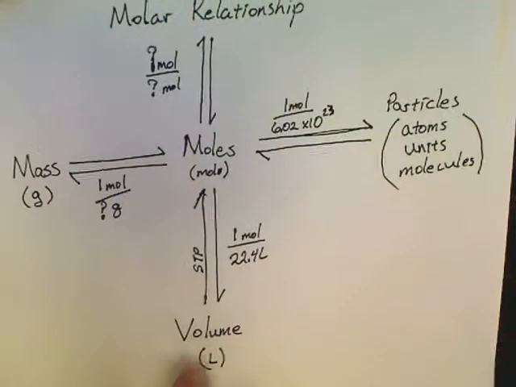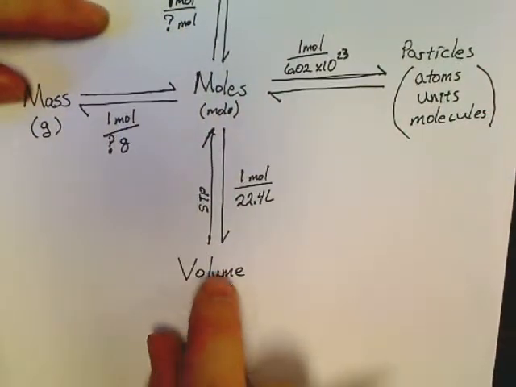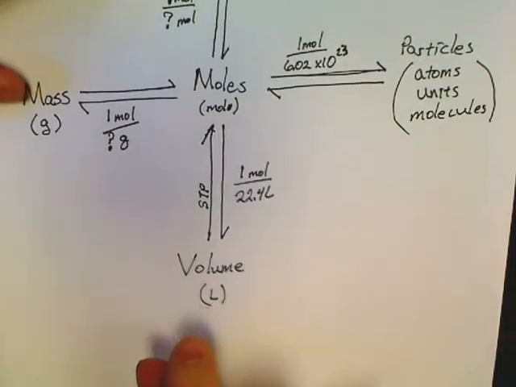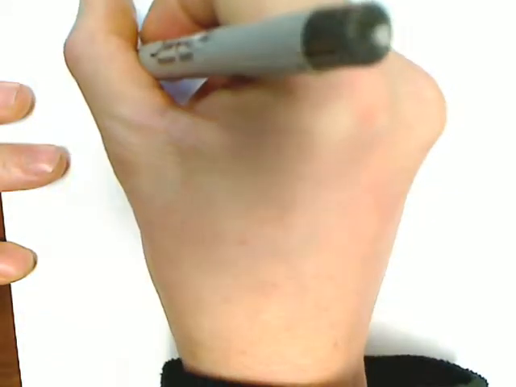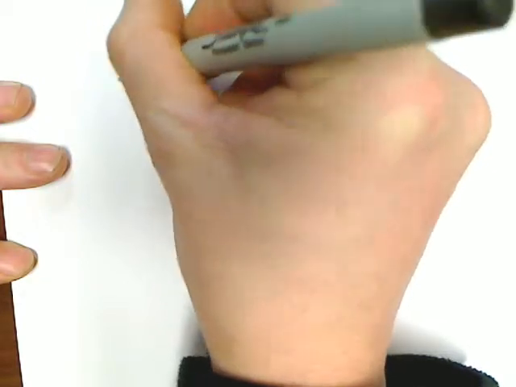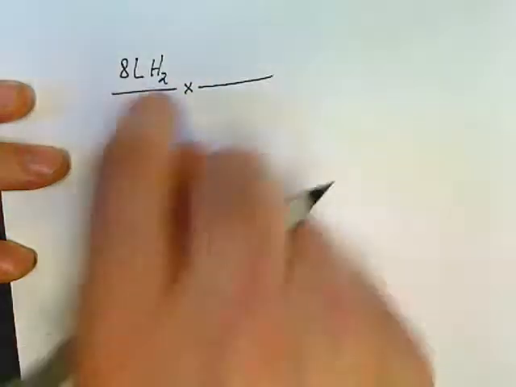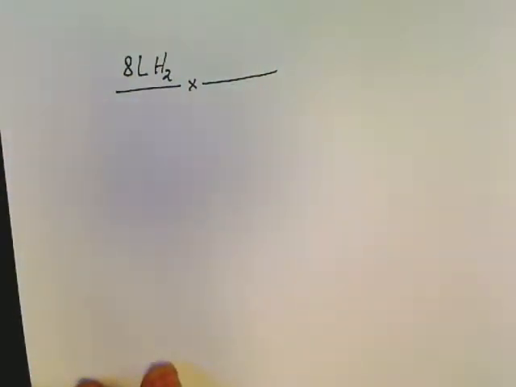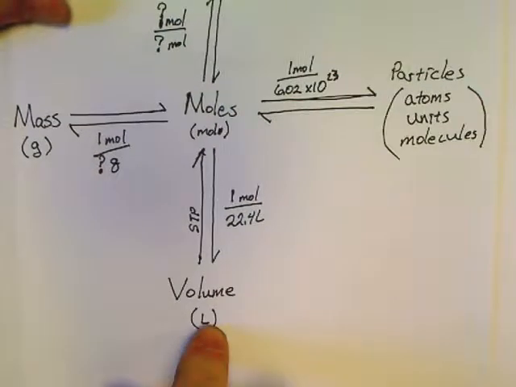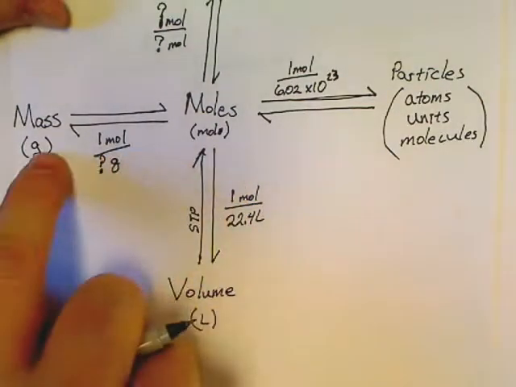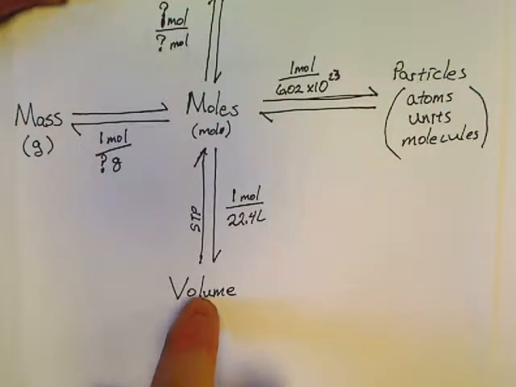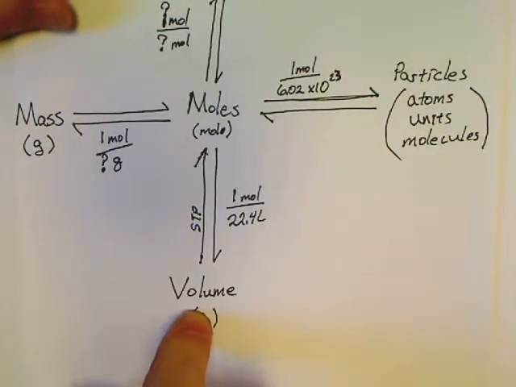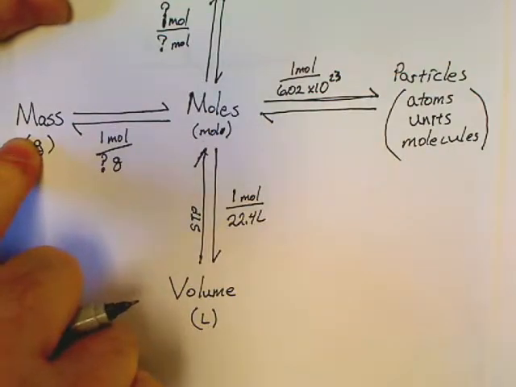So let's say that we've got a problem. What if it started us out with, let's say, 8 liters of hydrogen gas? Notice how I put my little 2 on there because this is hydrogen and it's going to buddy up. So 8 liters of hydrogen gas. This is starting me off in liters, and let's say it wants us to find grams of hydrogen. Well, you should already be able to tell me how many steps there are going to be. There's going to be 2 steps in this problem.